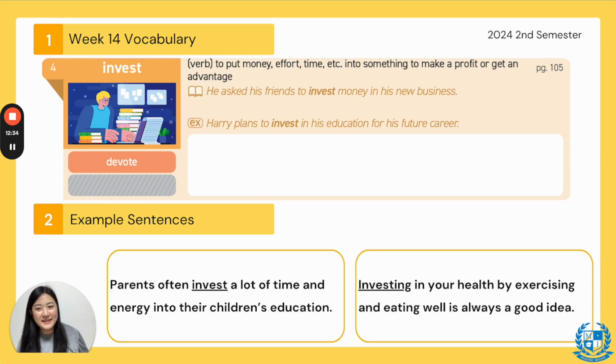Let's look here. It says, parents often invest a lot of time and energy into their children's education. Yes, your parents are also investing a lot of time into you, right? So that you guys can have good education. Next one, it says, investing in your health by exercising and eating well is always a good idea. So here, we're putting in our effort and time into our health so that we become healthier by doing what? What do we spend our time with? By exercising and eating healthy food.